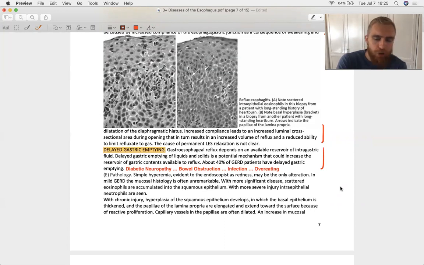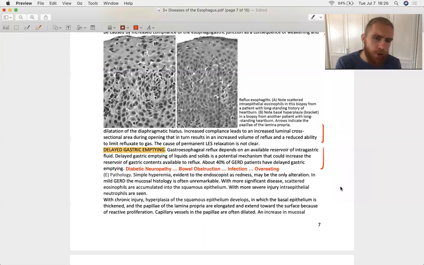You can have a bowel obstruction that delays gastric emptying. Maybe the reason that your stomach can't empty is because it's trying to empty, but there's nowhere for the food to go because your bowel's full. That's a cause of delayed gastric emptying. And then I'd say the most testable, just because it's common and you wouldn't necessarily think about it at first, is probably diabetic neuropathy.